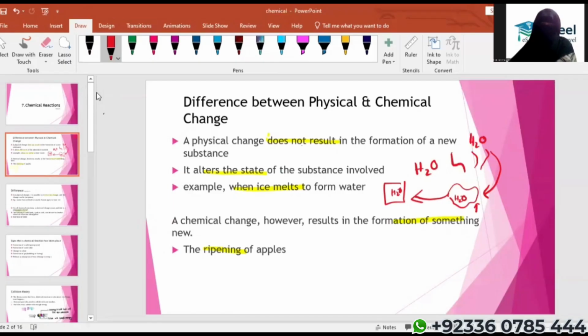However, in a chemical change, a new substance is formed. In physical change, there was no formation of a new substance. In a chemical change, any reaction will form a new substance. An example is the decaying of organic matter or ripening of apples. Once an apple ripens, you cannot convert it back to its original form. And we say that there is a chemical reaction occurring inside.